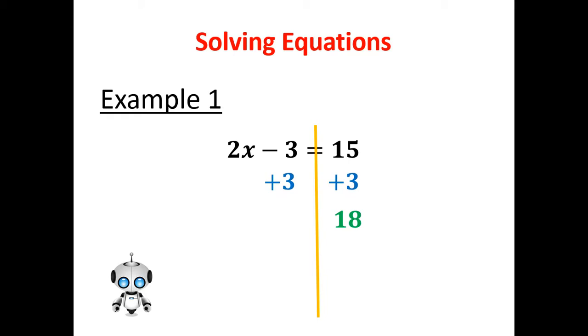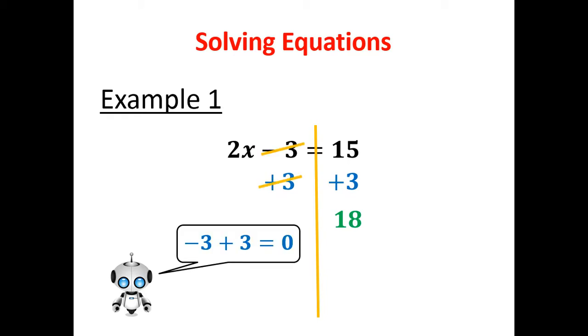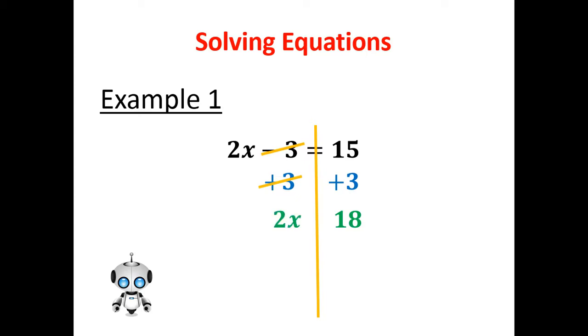Back on the left, a subtract 3 plus 3 makes 0, so these cancel to 0, leaving just 2x left over. So we have a statement 2x is equal to 18. We're not finished. This is kind of like step 1. So let's move on to step 2. We have 2 times x on the left.